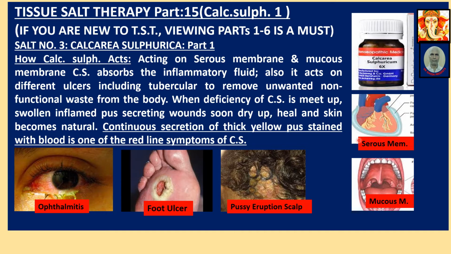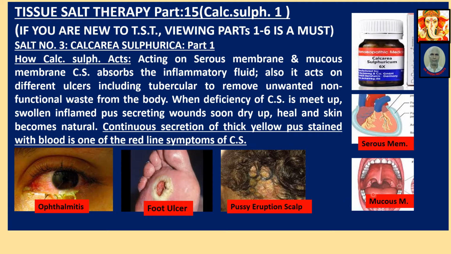This is the medicine. Here it is a serous membrane. Notice it is a heart. The heart has two serous layers of covering called pericardium. When pericarditis occurs, fluid accumulates within these two layers. This fluid is exudative inflammatory fluid. This fluid is absorbed by Calcarea Sulph. That is, pericarditis is cured by this medicine.